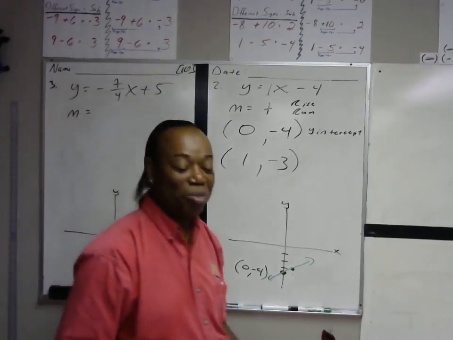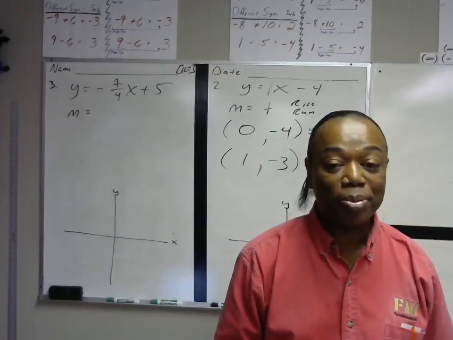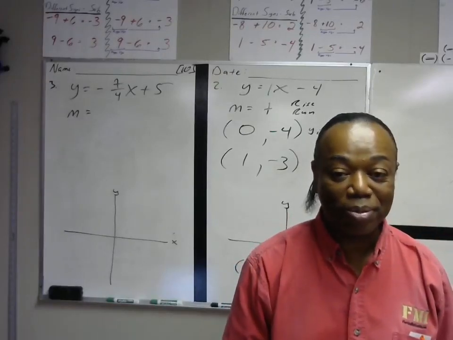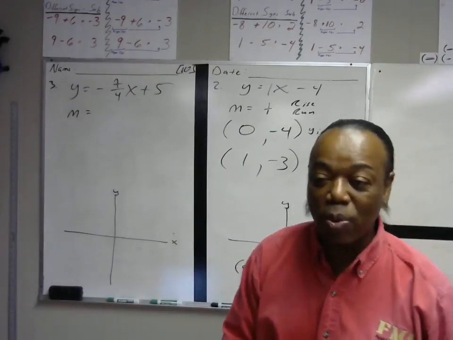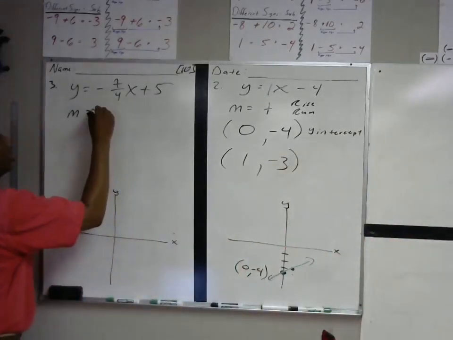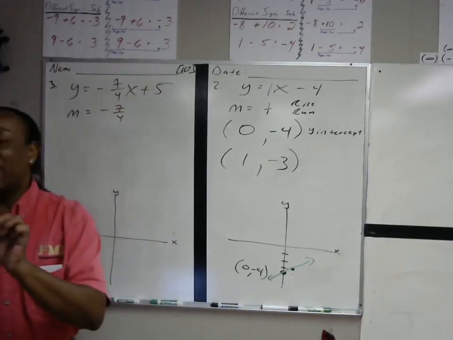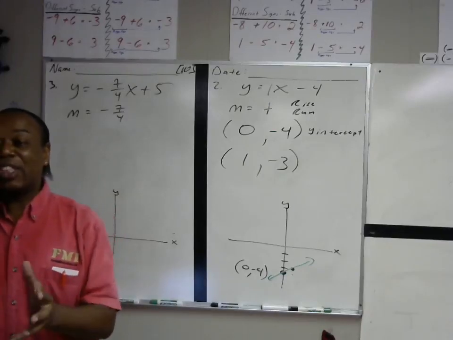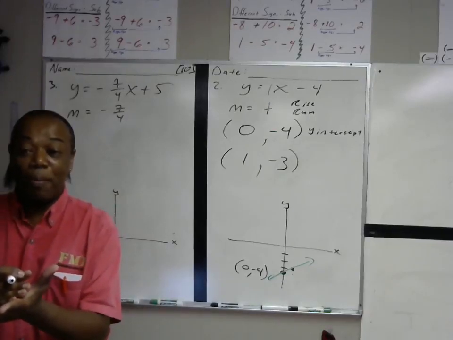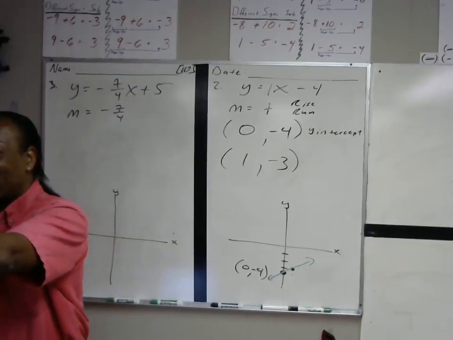All right, class. First question is, what in the world is the slope? Rise over run. So -7/4 is rise over run. Now, the negative gives us a little difference. Yes, it's still rise over run, but the negative, I see that as a fall over run.